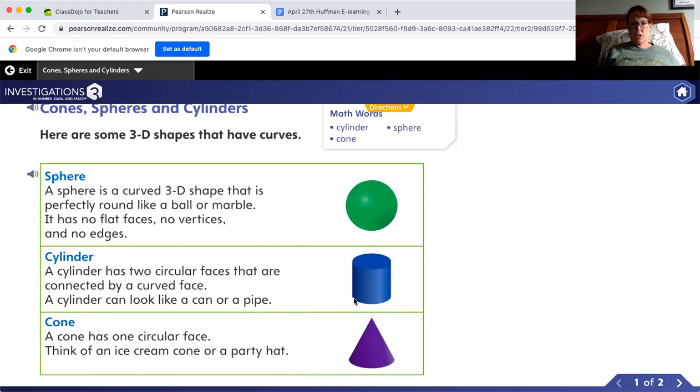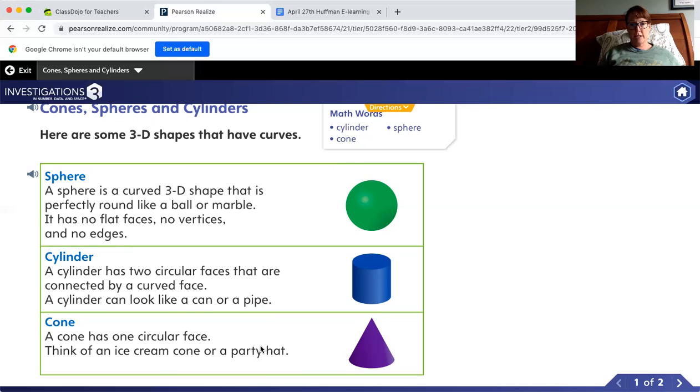A cylinder looks like a can. So if you think about a Coke or Sprite can or a can that's in your pantry, that's the shape of a cylinder. It does not have any vertices. There are no places that come to a point.